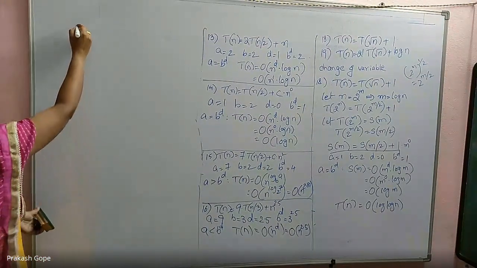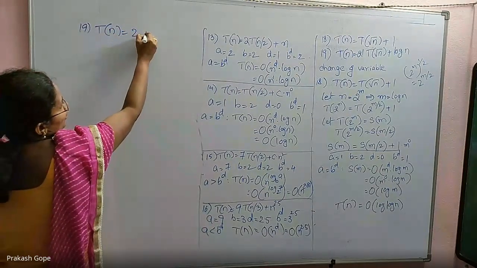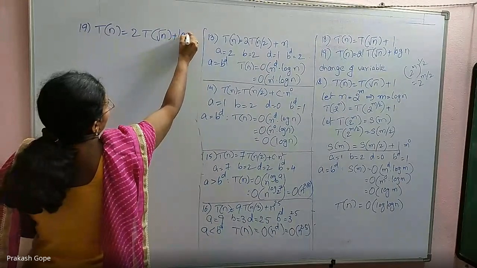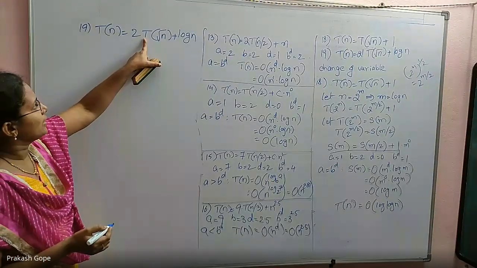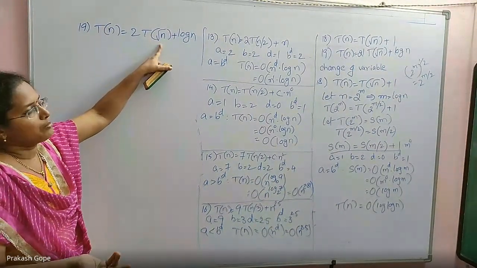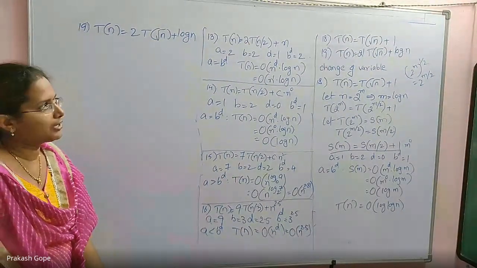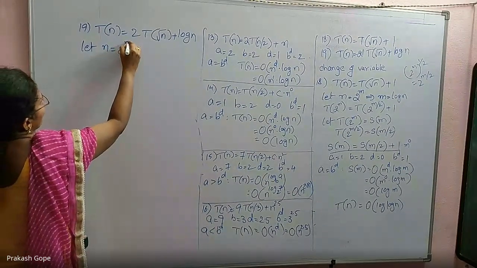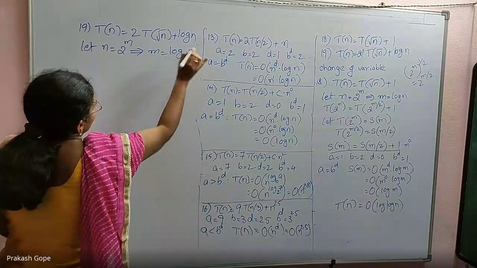Question. T of n is equal to 2 into T of root n plus log n. Whenever you see root n or log n in T of, it is neither minus nor divide. Then you should go for the change of variable method. So let n is equal to 2 power m. That means m is equal to log n to the base 2.